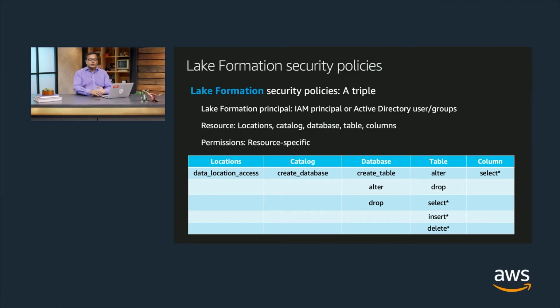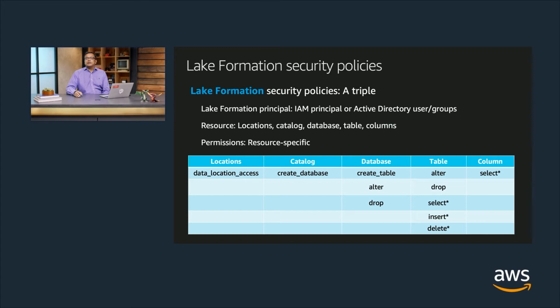Those principals are given permissions on a specific resource. And in Lake Formation, the types of resources that principals can be given permissions on are locations, catalog, database, table, and columns. And then the specific permissions are based on the resource that we're giving the permission on. For example, on location, you can only provide a data location access permission. On the catalog, you can have a permission to create databases within that catalog. On a database, you can create tables within that database or alter and drop the database. On a table, you can alter or drop the table, or there are permissions to be able to select, insert, and delete from that table. And finally, on a column, you can select from that column.